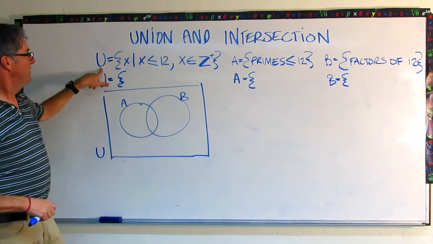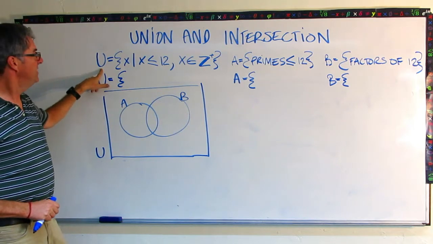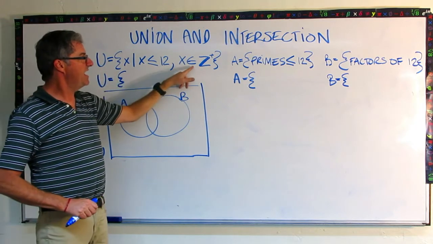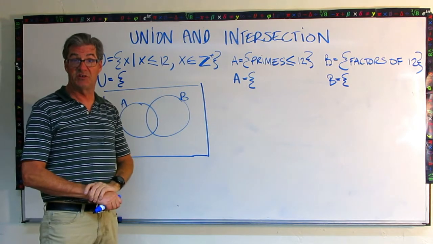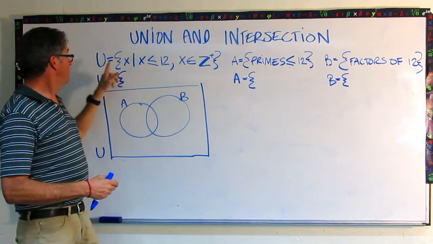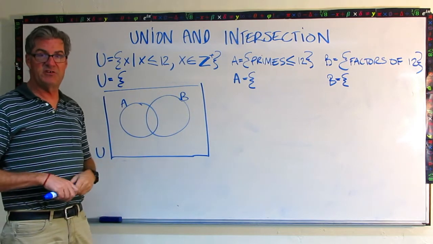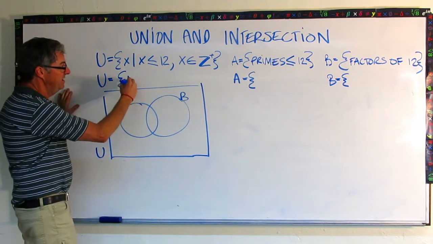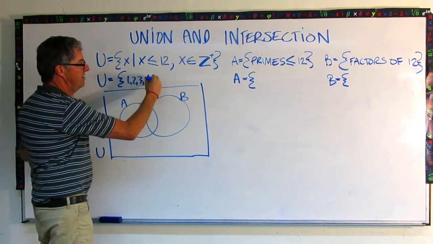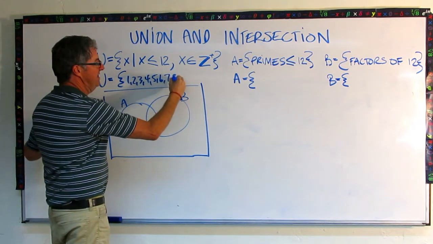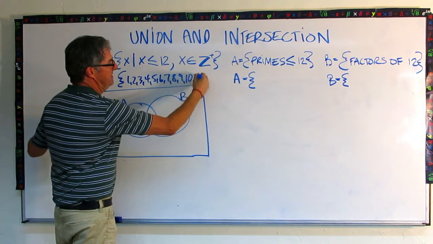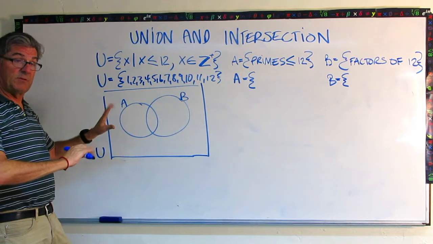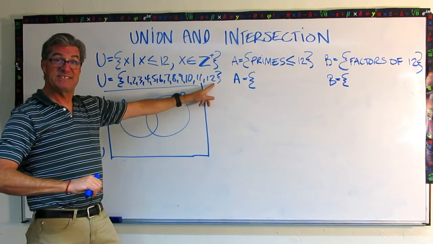So, first off, U, our universal set for this problem, is the set of all x such that x is less than or equal to 12, and x is an element of the positive integers. Another way to say that is, our universal set is all the positive integers less than or equal to 12. Let's write that down: 1, 2, 3, 4, 5, 6, 7, 8, 9, 10, 11, 12. So that's our biggest set, and everything in this problem relates to the numbers in that set.